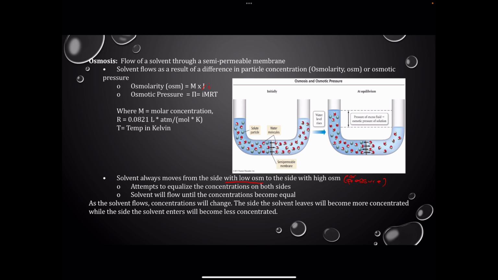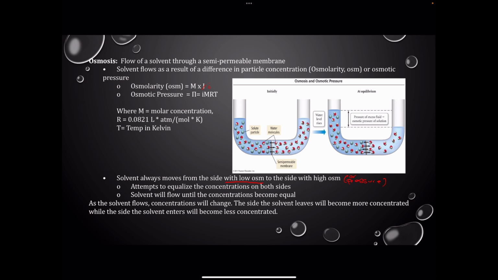As the solvent flows, the concentrations are going to change. The side the solvent leaves will become more concentrated. The side that the solvent enters becomes less concentrated. So over time, they're going to eventually become equal.